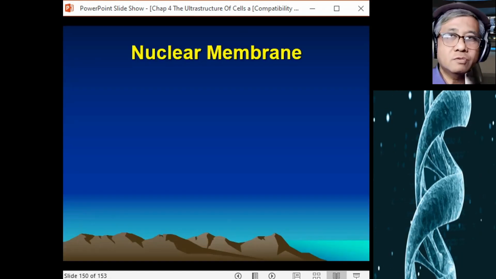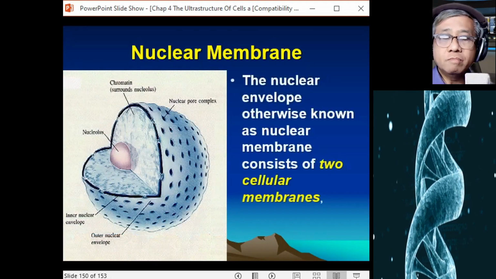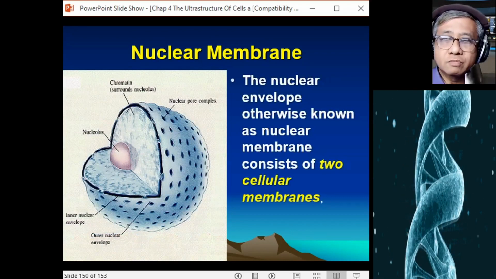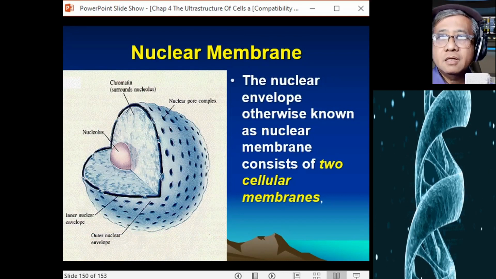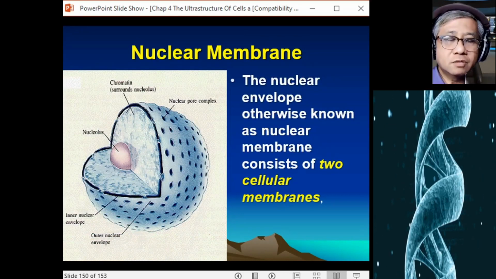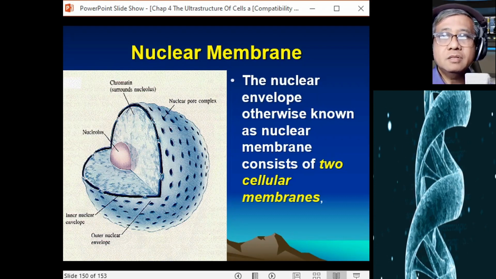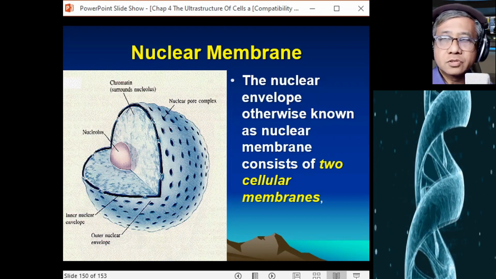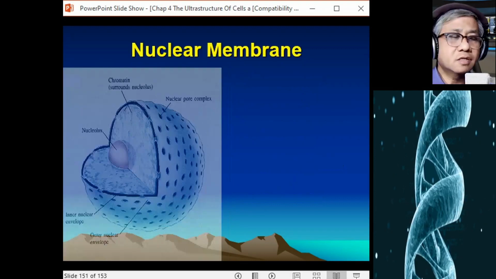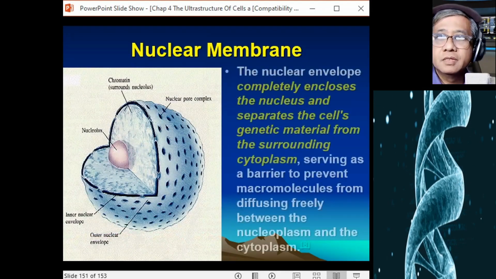Okay, so first we have the nuclear membrane. The nuclear membrane is a double membrane structure. It is composed of two cellular membranes, and it separates the contents of the nucleus from the cytoplasm. The nuclear membrane is also known as the nuclear envelope.